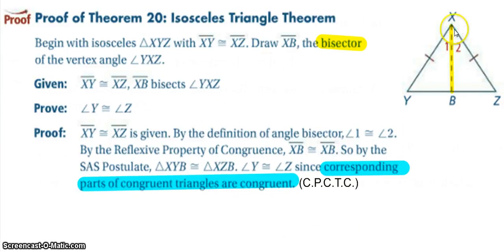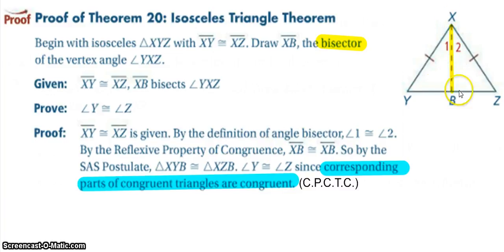So we start with a triangle XYZ, and we say that XY is congruent to XZ. That is our given information. We then drop a line here from X down to the middle of YZ, which makes this line our angle bisector. So now angle 1 will be equal to angle 2 by the definition of angle bisectors. And by the reflexive property, we know XB is going to be equal to itself.